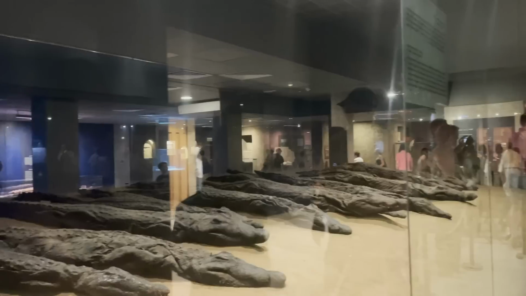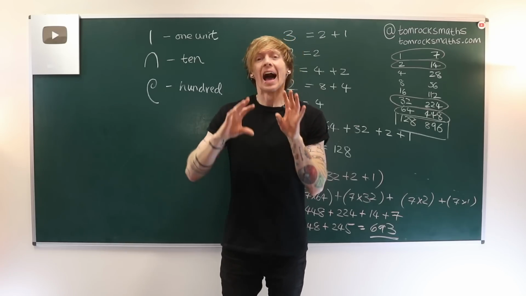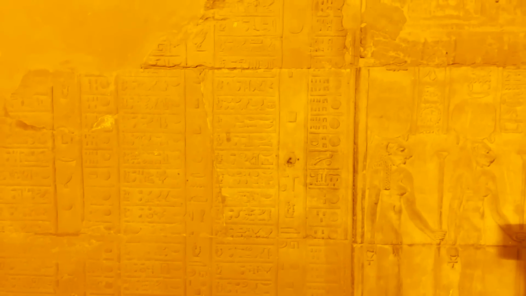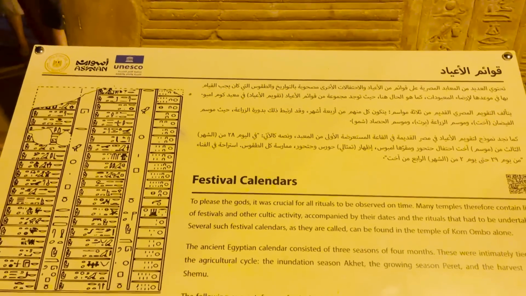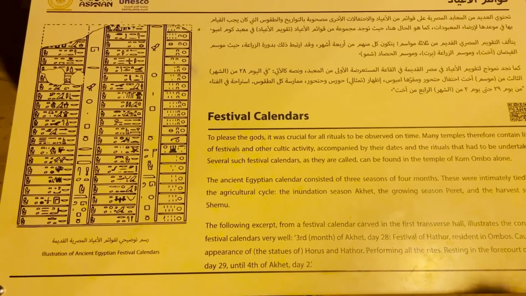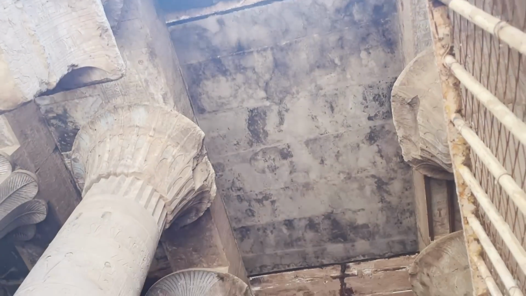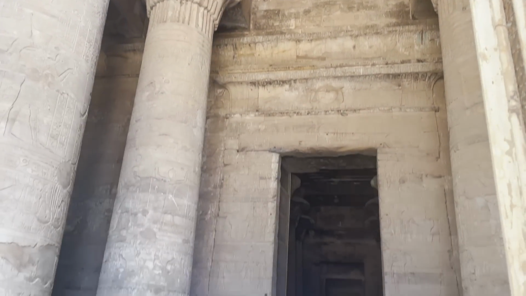However, as cool as crocodile mummies are, and let's be honest, they are pretty cool, we are once again here for the maths. This wall at Kom Temple is the only known example still visible today of an ancient Egyptian festival calendar. The calendar consisted of 3 seasons, each made up of 4 months: the inundation or flooding season, Akhet, the growing season, Peret, and the harvest season, Shimu.